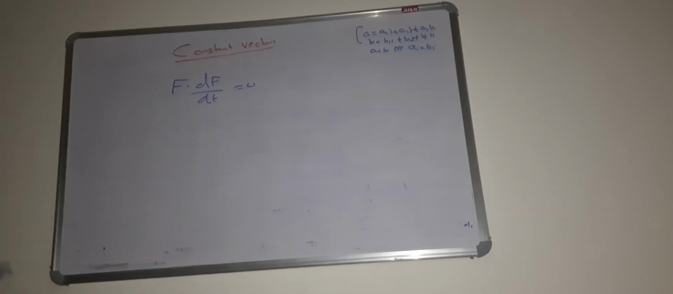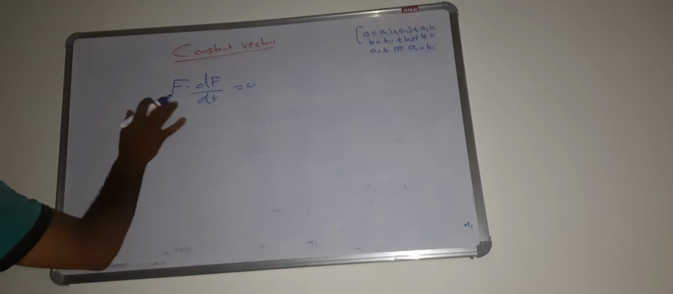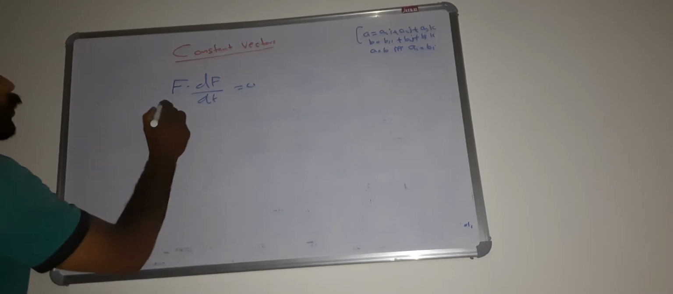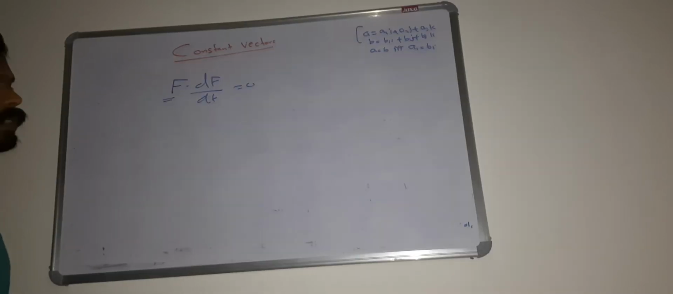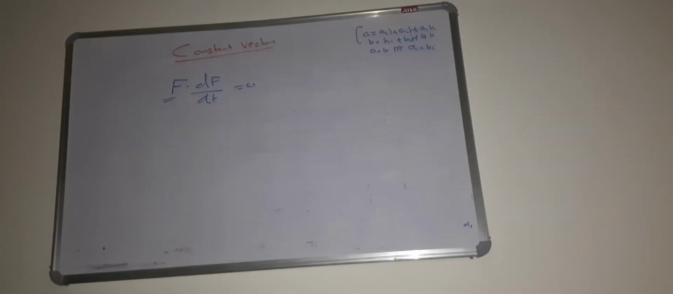This is the necessary and sufficient condition for a vector valued function: the magnitude of a vector valued function is constant if and only if f dot df by dt equal to 0.